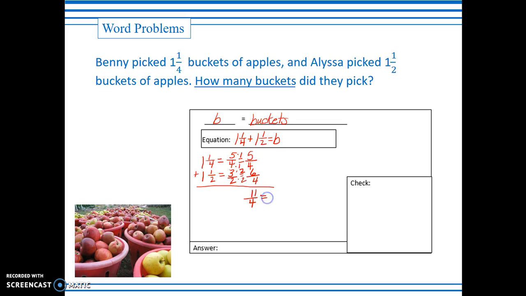Now we're not quite done. Remember, we need to make that improper fraction into a mixed number. So if we divide 4 into 11, it'll go 2 times. It's too bad that we don't see 12 there, because 12 would be an even 3. So that would be 2 and 3/4. And let's just look at a check to make sure we're on the right track. So if we start with 1 1/4 and we add 1 1/2 buckets, we're going to end up with 2 3/4 buckets. So that totally makes sense. So down here in my answer spot, I'm going to write 2 3/4 buckets.